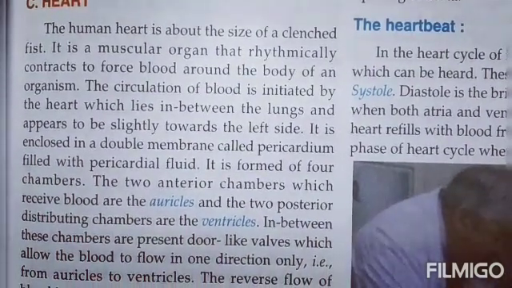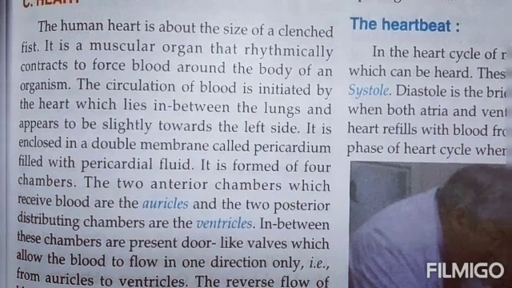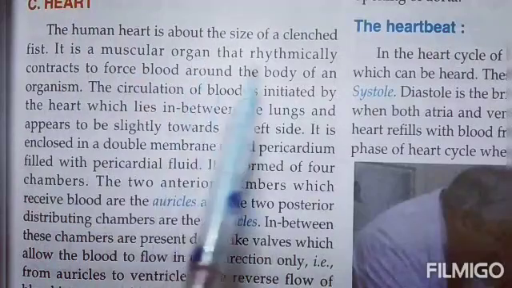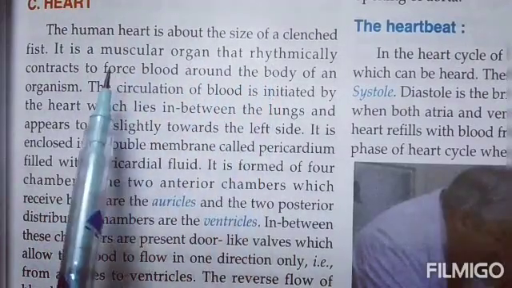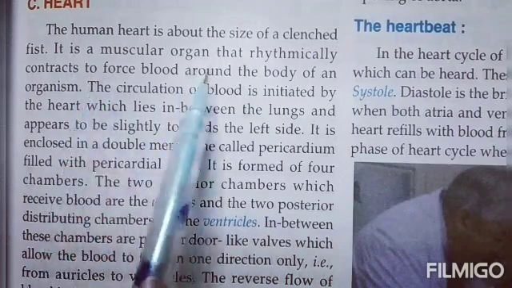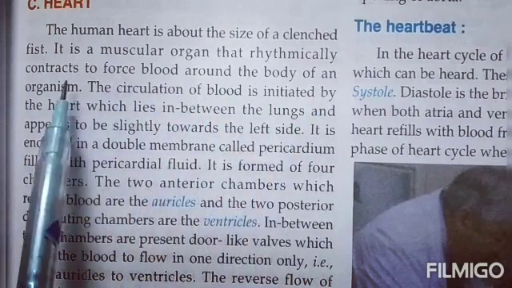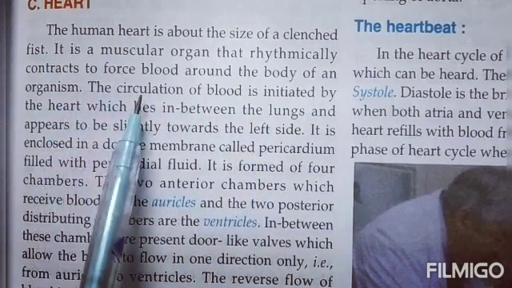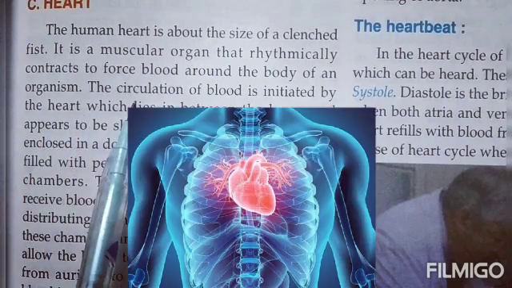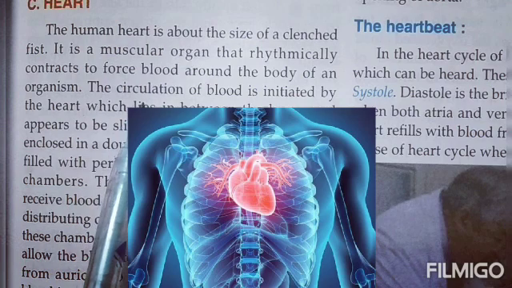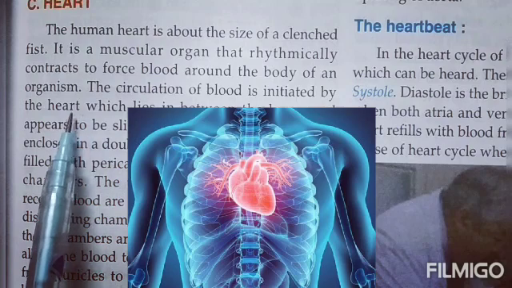It is a muscular organ that rhythmically contracts to force the blood around the body of an organism. That means its functioning is rhythmic. In a rhythm it contracts and it expands. And when it is contracting, it will force the blood around the body of an organism. The circulation of blood is initiated by the heart. Whatever blood is circulating in our body, children, the starting point of that circulation is actually our heart.